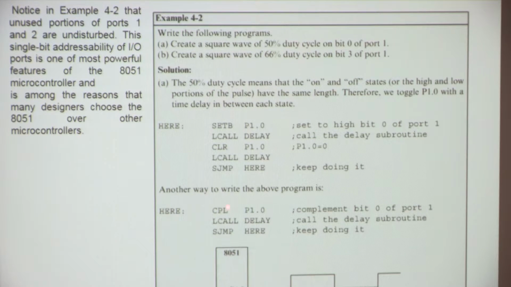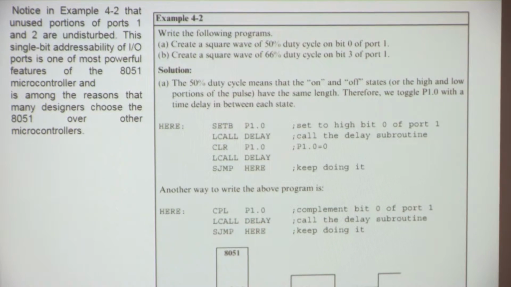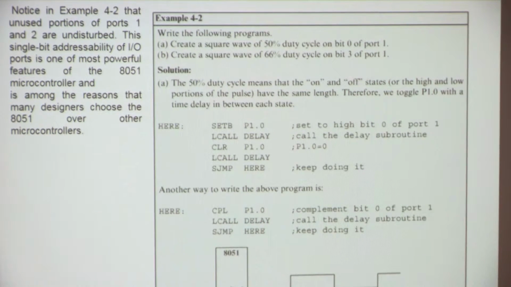But there's another way of doing it. So I just complemented and a long call to the delay. There they just use a long call, and then I just short jump back to here again. So this is going to give you exactly the same thing. Okay. But with this program, can I change the duty cycle? No, you can't, because you're just calling delay. So it's not possible, with that program, to change the duty cycle. So this one is fixed at 50% duty cycle.